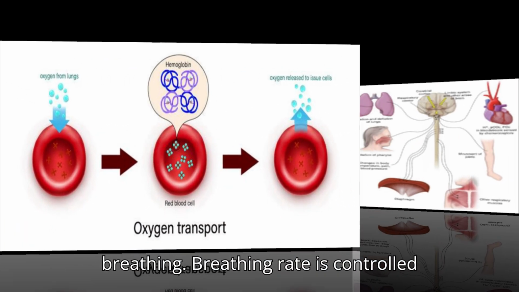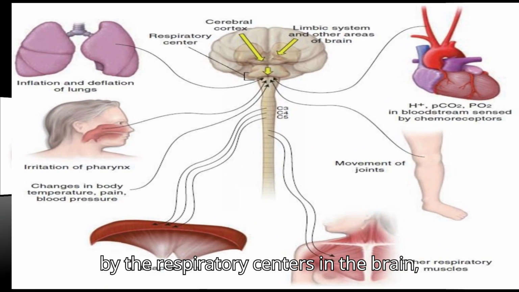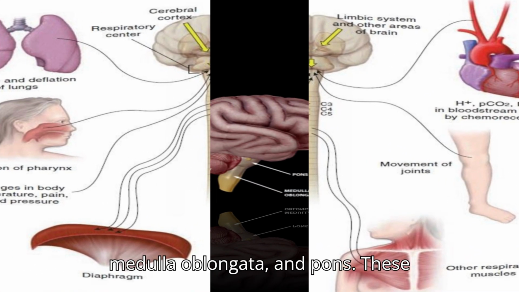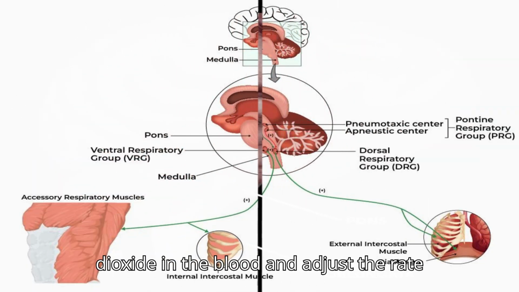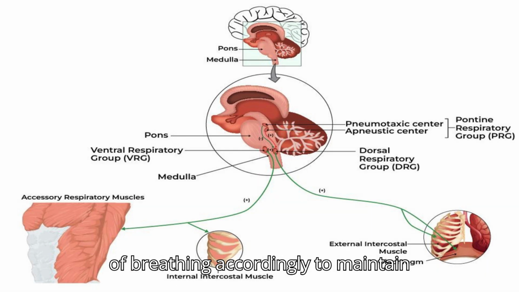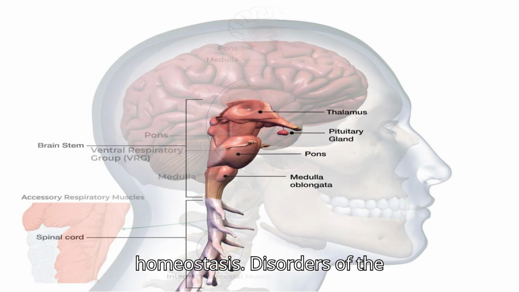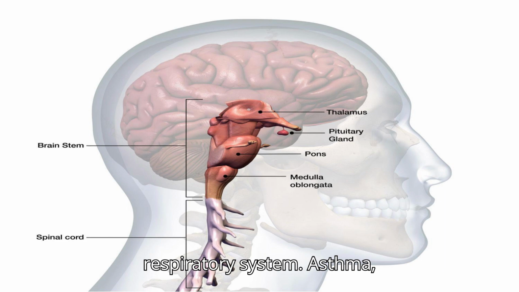Regulation of breathing. Breathing rate is controlled by the respiratory centers in the brain, medulla oblongata, and pons. These centers monitor the levels of carbon dioxide in the blood and adjust the rate of breathing accordingly to maintain homeostasis. Disorders of the respiratory system.